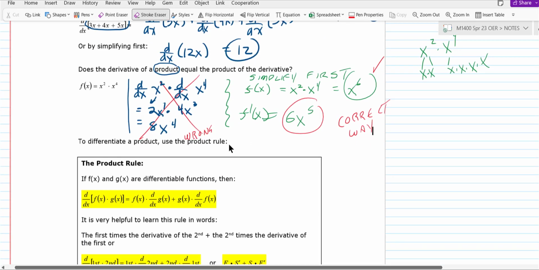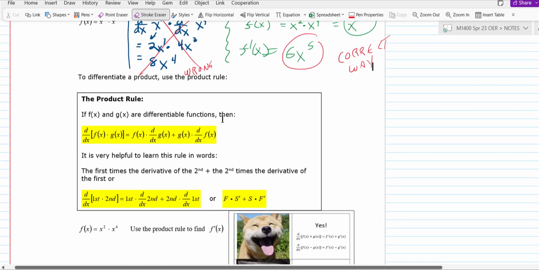Okay, so what we learn here is what we call the product rule. This is a new derivative rule that we learn, and sometimes you have no choice but to do it. Sometimes you can bypass using it for other reasons.